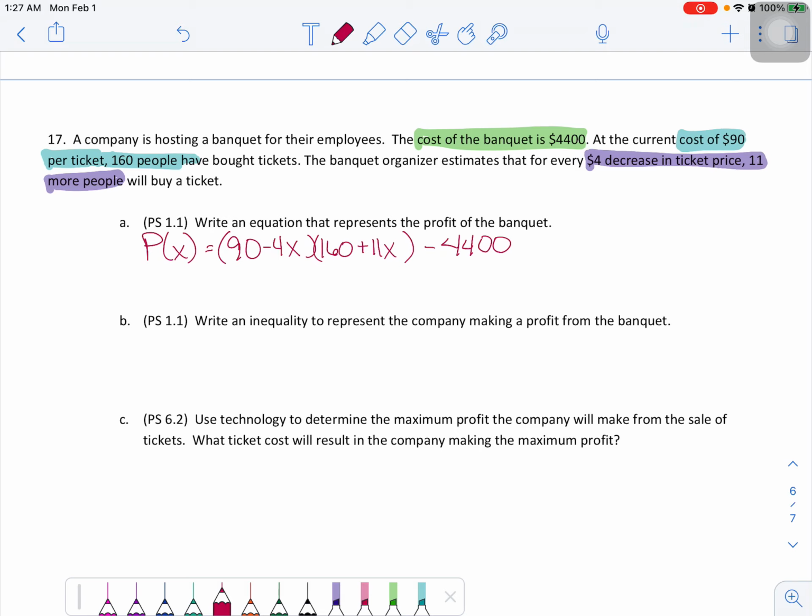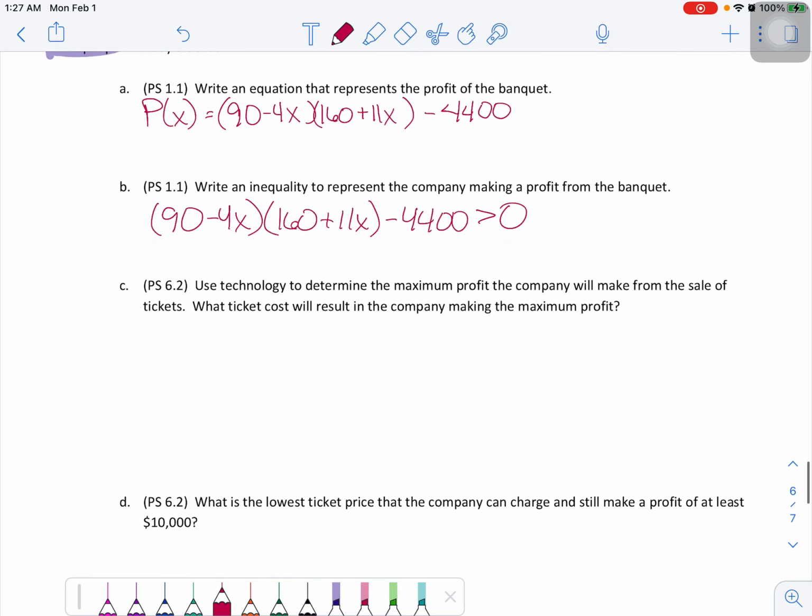Okay, so write an inequality. So take the exact same equation, but this time instead of P of X, we're going to say that as long as we make anything greater than $0, we've made a profit.